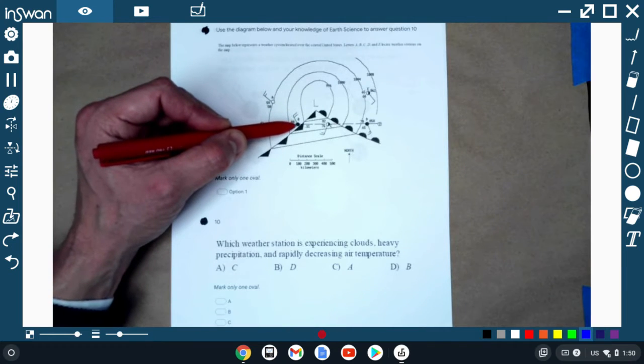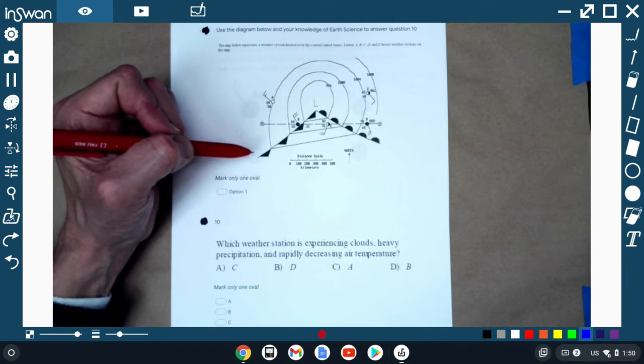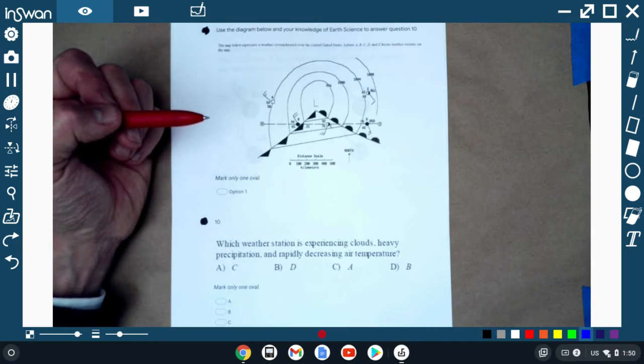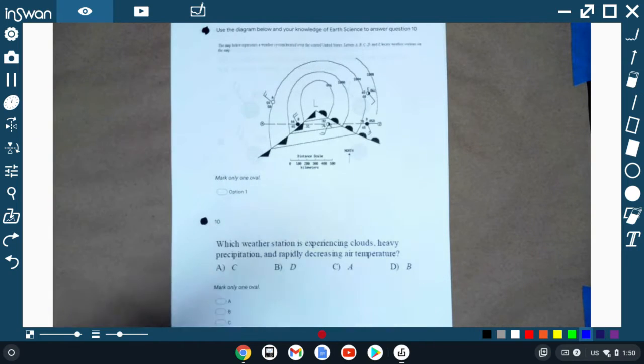So we have a lot of cloudiness. It's by the cold front, which brings heavy precipitation, and it's behind the cold front, so that means it's in the cold air, and that's why location B, letter D, is correct for question number 10.